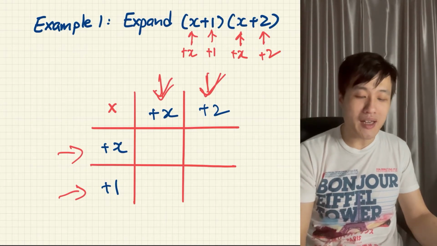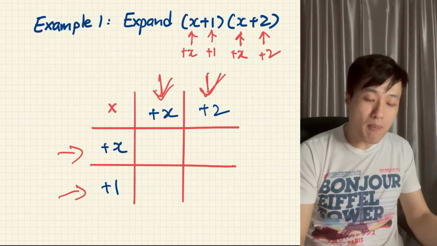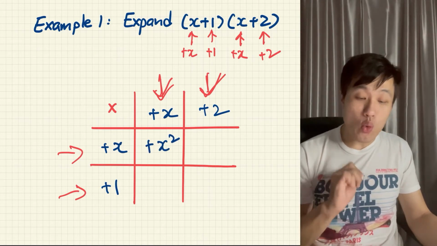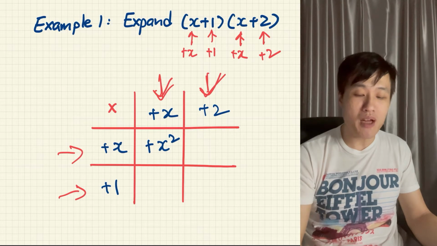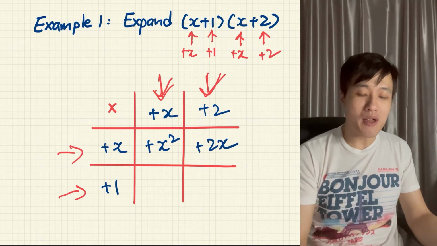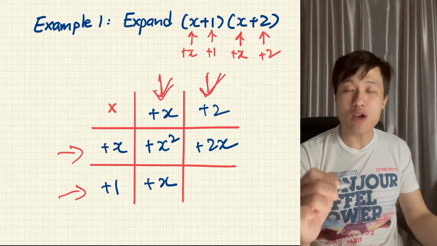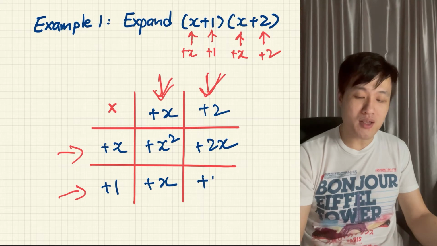I'm going to take the positive x multiplied with the positive x, which is going to give you a positive x squared. Alright, positive x multiplied with positive 2 is going to give you positive 2x. Positive 1 multiplied with positive x is going to give you positive x. Positive 1 multiplied with positive 2 is going to give you positive 2.